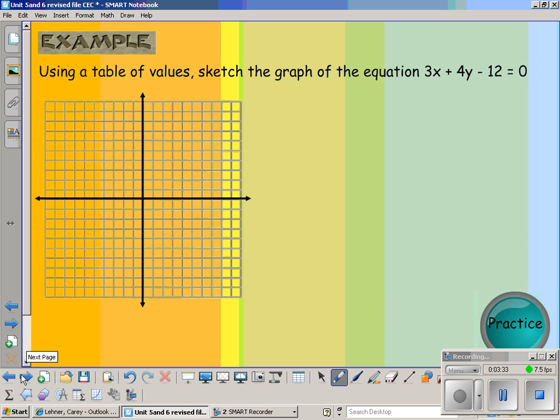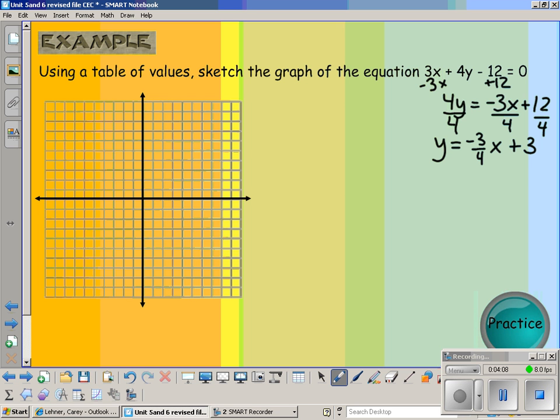We'll try one more example. In this one here, it is not in the form y equals. It does make it a little bit more difficult, but all we're going to do is add a step to it. We're going to rearrange it into the form y equals. So we're going to subtract the 3x. We're going to add the 12. So we have 4y equals negative 3x plus 12. And then divide by 4 every term. So y equals negative 3/4 x plus 3.